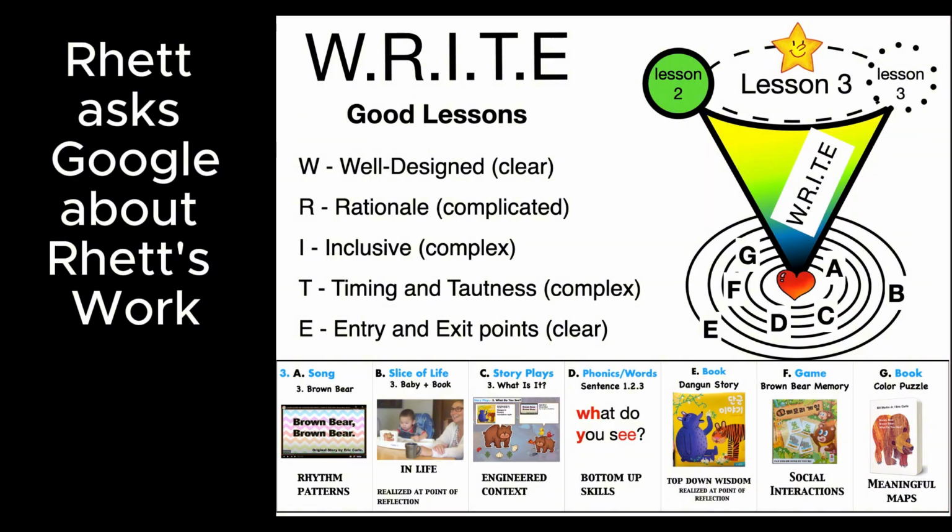This is where the brown bear case study comes in. The diagram breaks down Lesson 3 into components A through G. Let's start with the outer ring. A is labeled song, specifically rhythm patterns. The visual shows a video player with the text brown bear. Brown bear. Why start here? Why is music the outer ring?